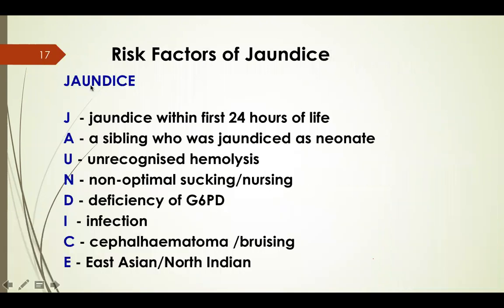Okay, this one is very good. This one I have never taught. Okay, this one is your pneumonic for jaundice. Jaundice less than 24 hours, a sibling with neonatal jaundice, unrecognized hemolysis, and non-optimal suckling nursing. D, deficiency of G6PD. I, infection. C, cephalohematoma. Then E is Asian.